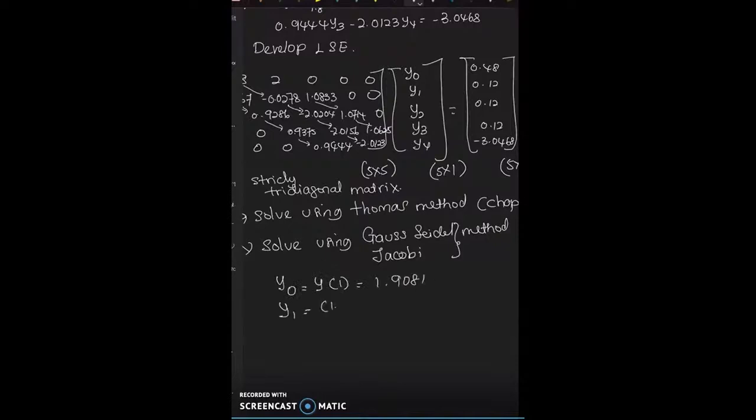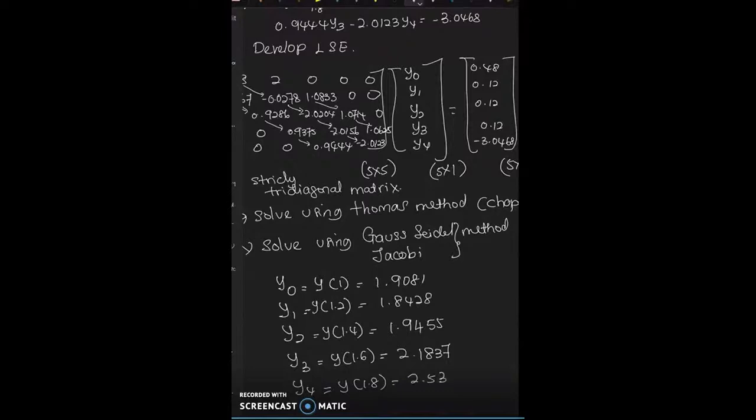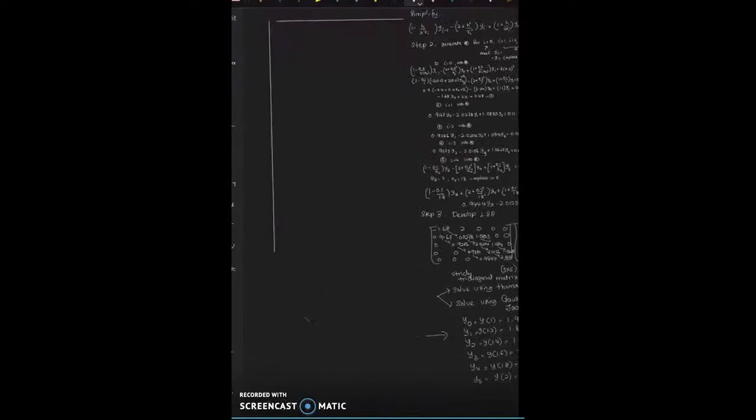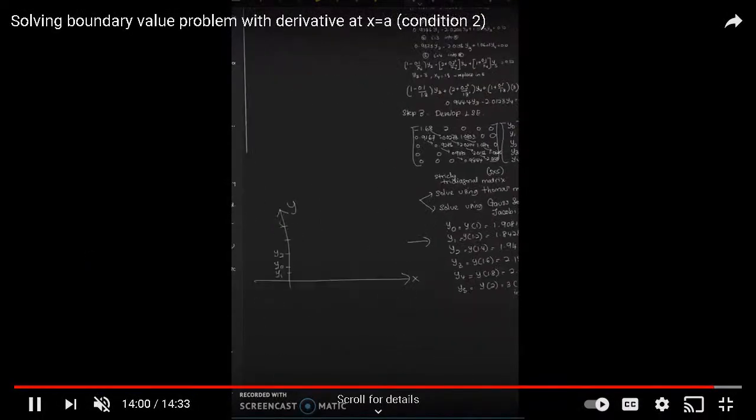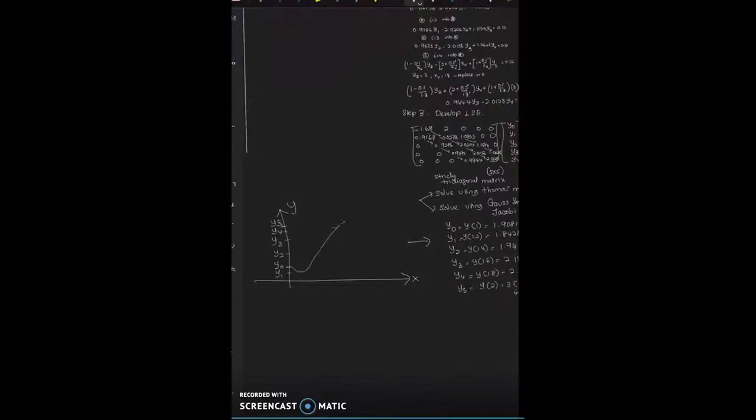So now, be careful here. You can get all the values y0, y1, y2, y3, y4 from the Thomas method. You can see the answer. Or you can go to the Thomas method online or the Gauss-Seidel method online. So when we draw the graph, you can see that the graph starts from 3.